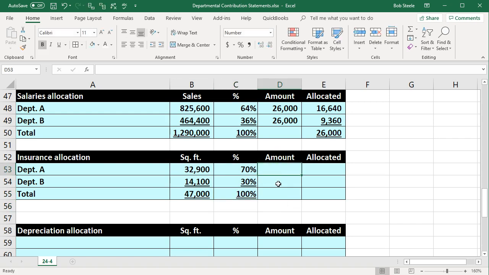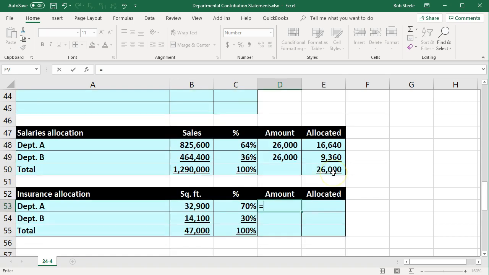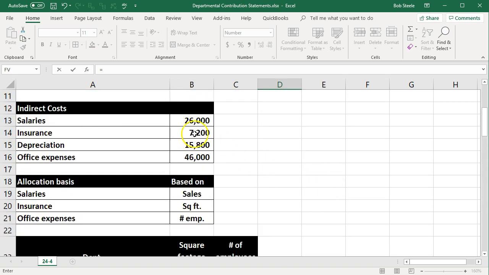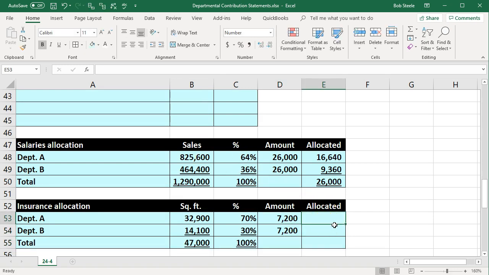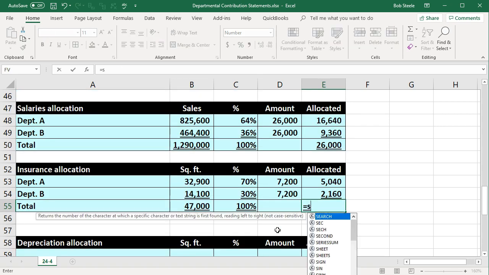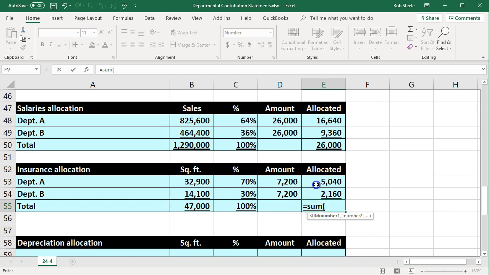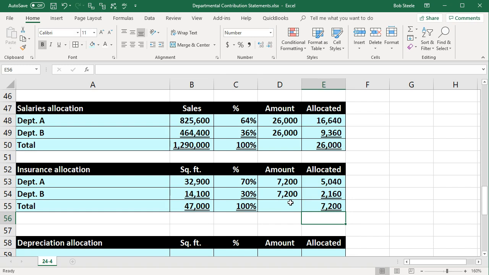Okay, so now we're going to allocate the insurance amount 70/30. We know what the total is. We're just going to break it out 70/30, using square footage to find those percentages or ratio. Then we're going to scroll back up and find the insurance, the 7,200. I'm just going to put that in both lines here, and then we'll multiply across. So the allocation is going to be 70% of the 7,200, enter. And for this item, it's going to be 30% times the 7,200, enter. And if we add those up, equals the sum of the 5,040 and the 2,160, or the 7,200.